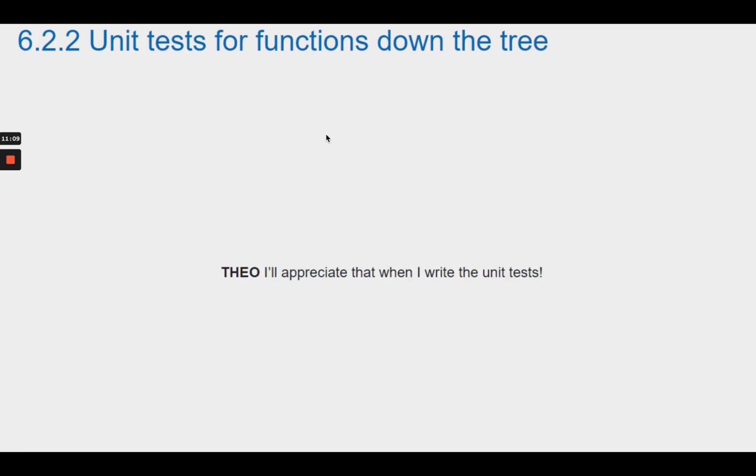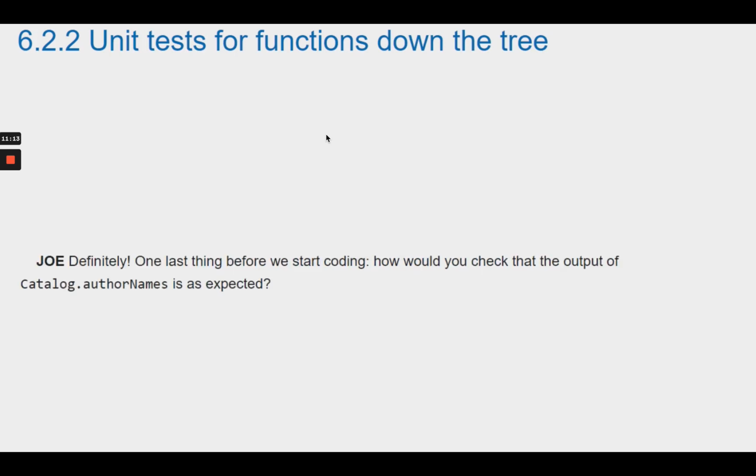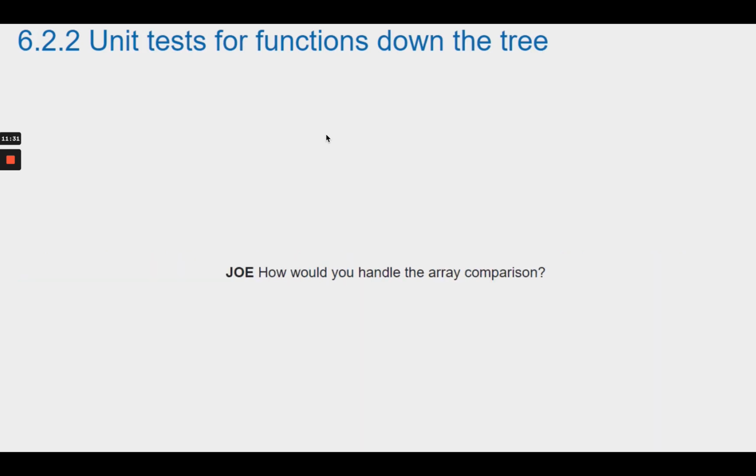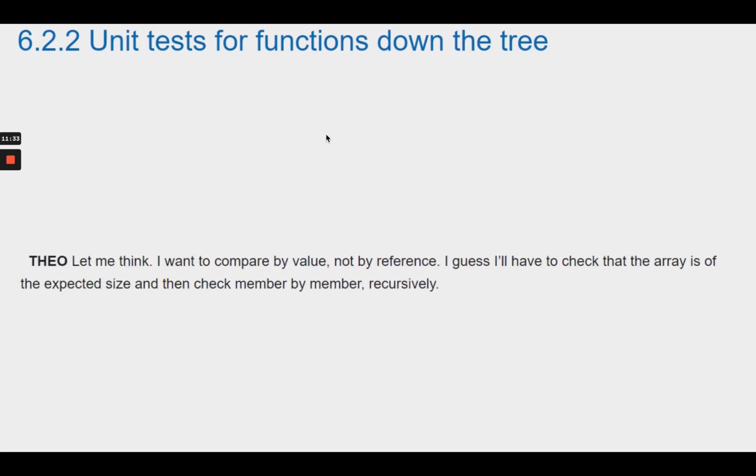Theo: I'll appreciate that when I write the unit tests. Joe: Definitely. One last thing before we start coding. How would you check that the output of catalog.authorNames is as expected? Theo: I would check that the value returned by catalog.authorNames is an array with the expected author names. Joe: How would you handle the array comparison?